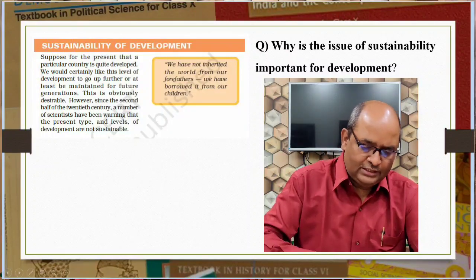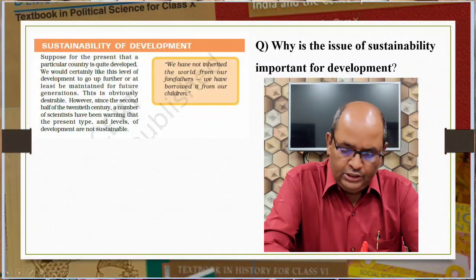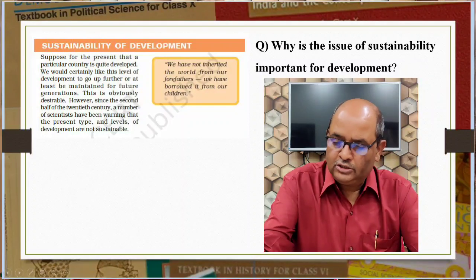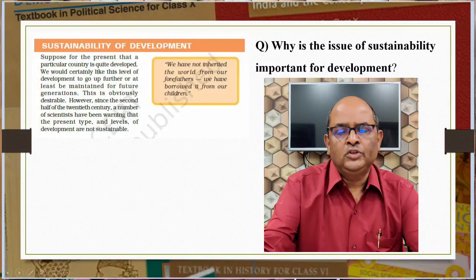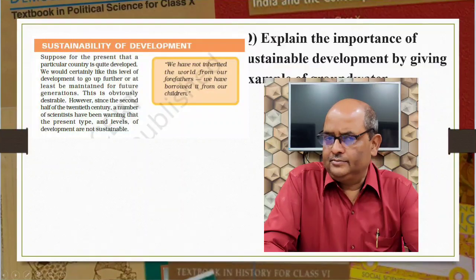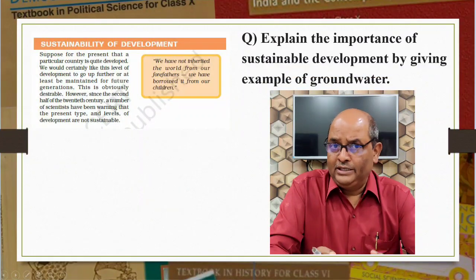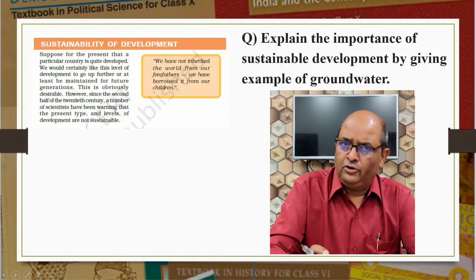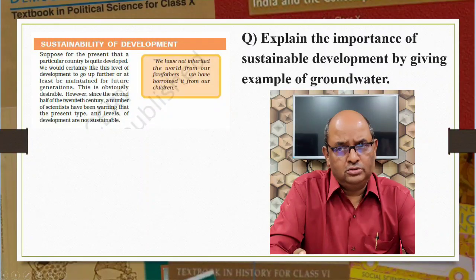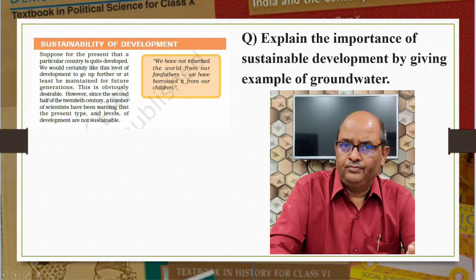See, there are two examples given in your textbook: groundwater in India and example 2, exhaustion of natural resources. You may get a question like this: explain the importance of sustainable development by giving example of groundwater. So, first of all, write about the importance of sustainable development and then write about the groundwater.